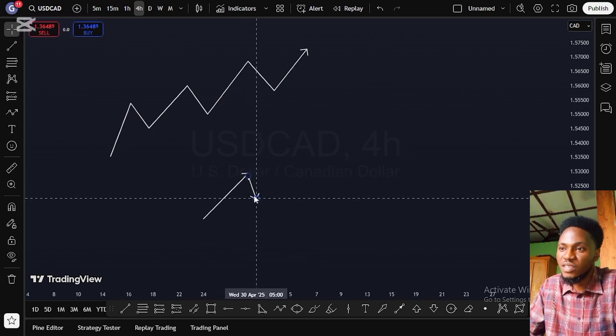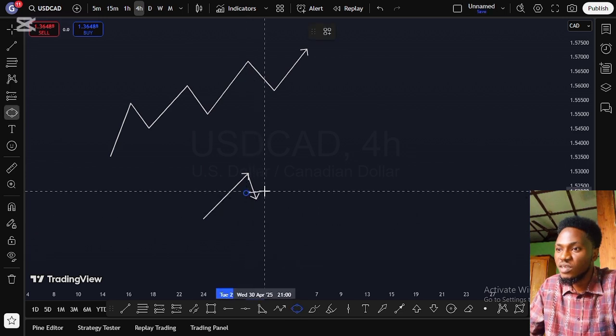This is the low now. This is the higher high. This is the higher low. This is where you want to be trading from. This is where we want to spot that opportunity.